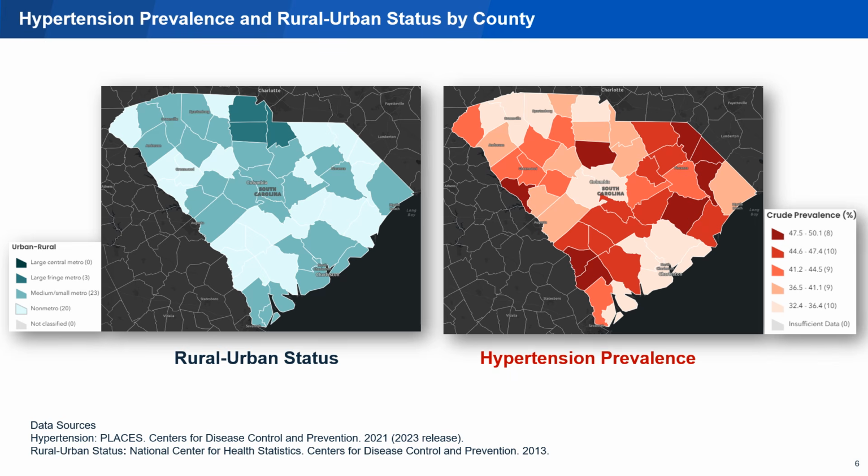Here we see maps of rural-urban status and hypertension prevalence. The most rural areas are light teal, and the most urban areas are dark teal. In this example, it appears that counties with the highest prevalence of hypertension are often in rural areas.